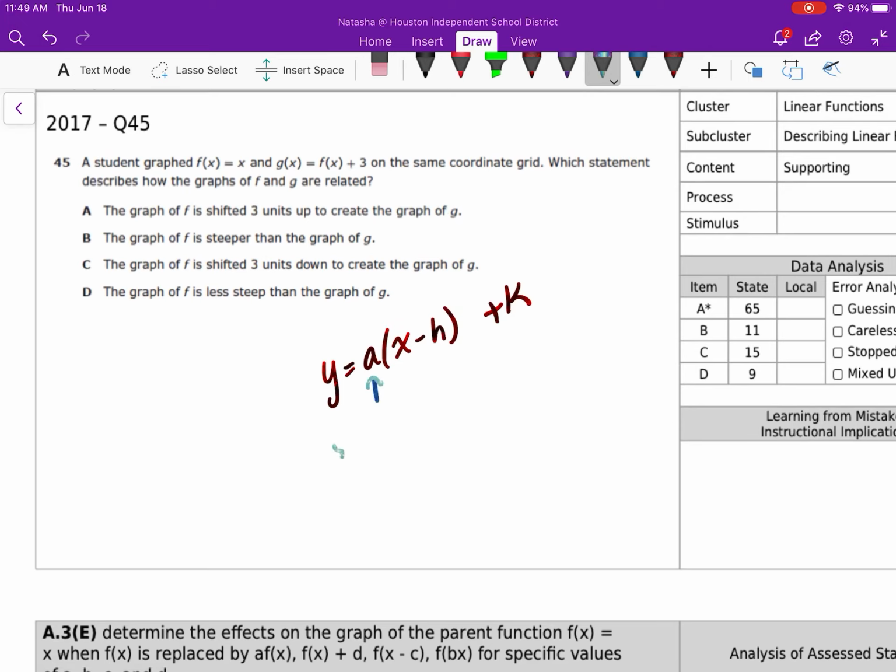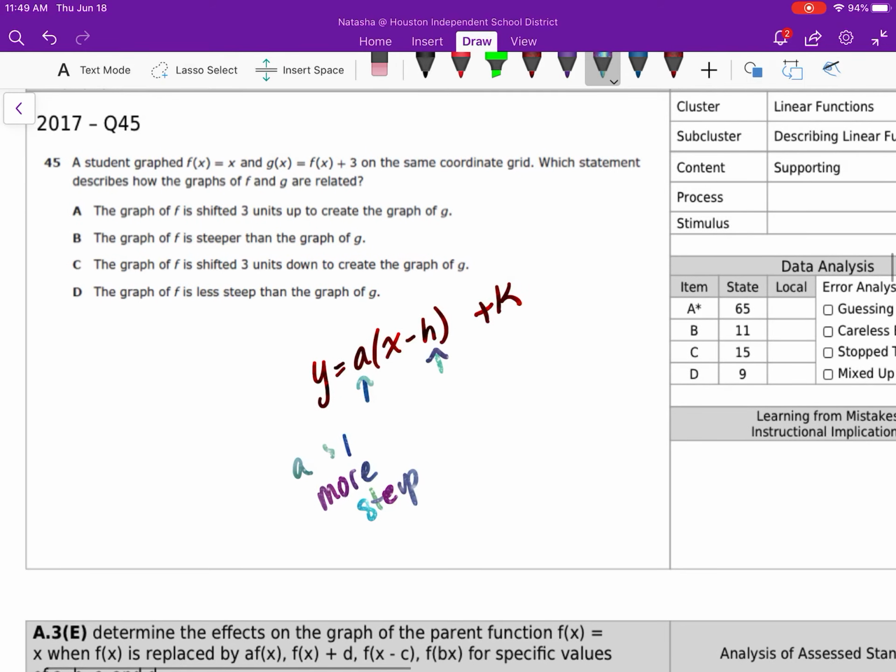This a value, if our a is greater than 1, then in terms of linear, our graph is going to be more steep. If it's between 0 and 1, it's going to be less steep. And if it's negative, it's going to be reflected. Now, the h is going to determine whether we shift left or right on the x-axis. Because of this negative here, it's going to be opposite of what you think. And then lastly, we have the k. That means we're going to shift up or down.